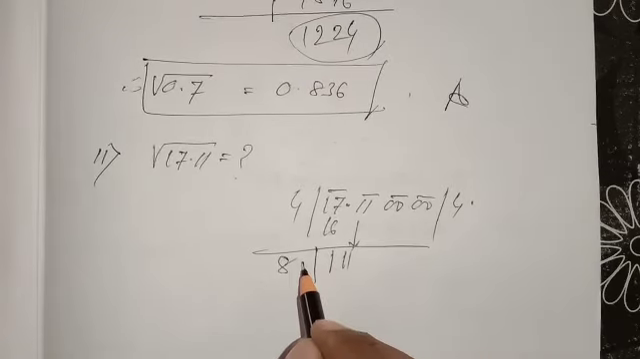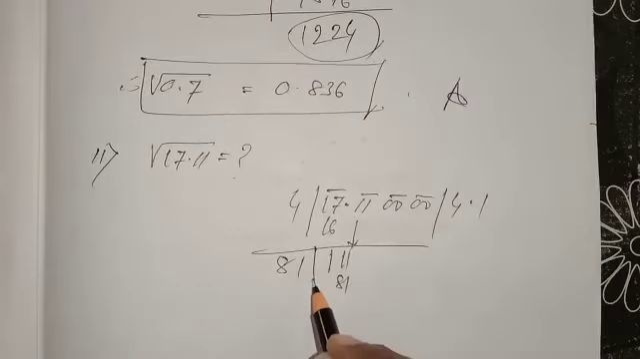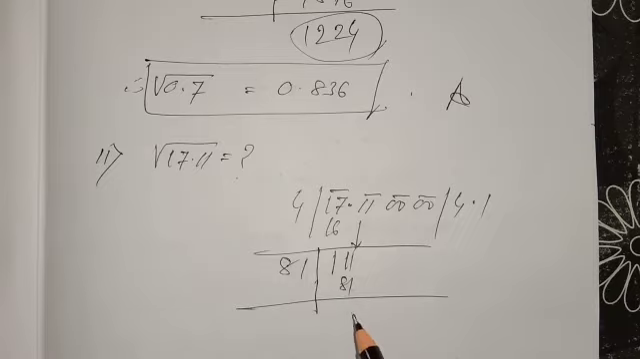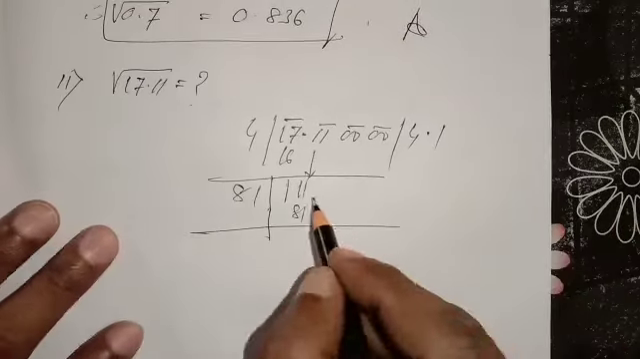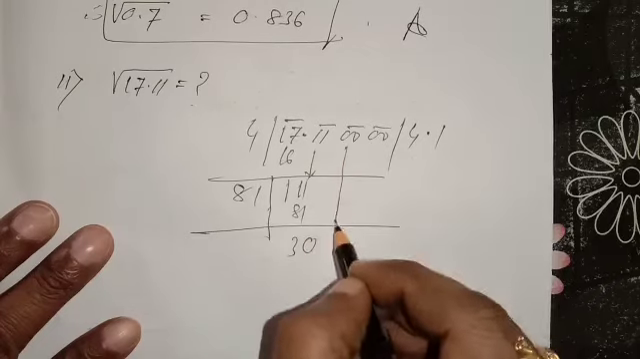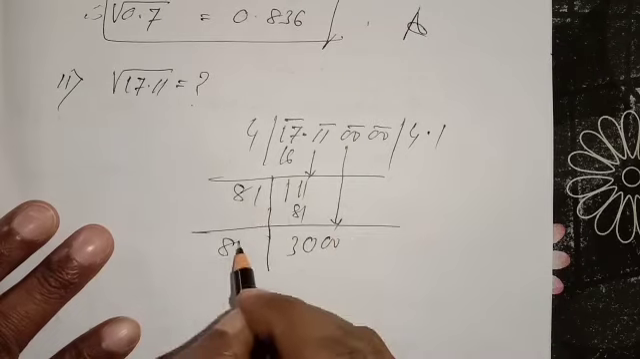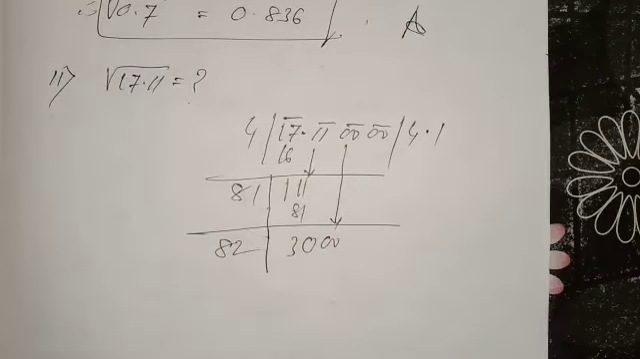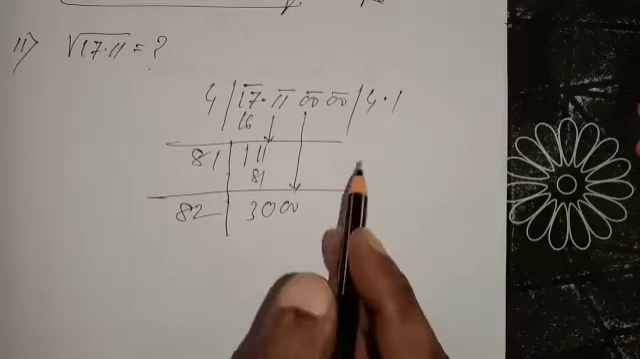Now you have to put 1 here. It is coming 81. Now subtract: 1 minus 1 is 0, 11 minus 8 is 3. The next pair will come down, that is 00. 81 plus 1, that is 82. You have to select which number will go. Just see. You have to put 3 here.